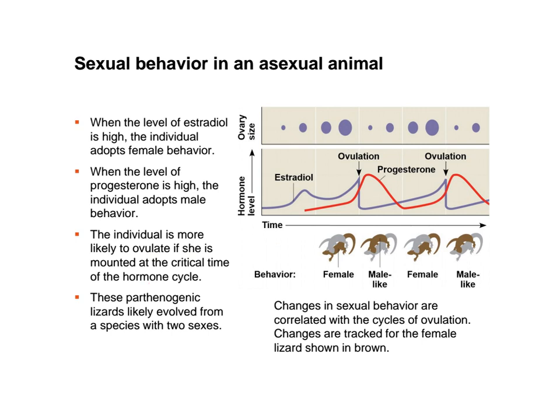And so this gives us some clue as to what happened in the past. These parthenogenic lizards, which are all female, likely evolved from a species that had two sexes. And this sexual behavior is a holdover from that time. It's still possible for these animals to reproduce without mimicking the sexual behavior, but they're more likely to ovulate if they do. So that's why they continue to do this.